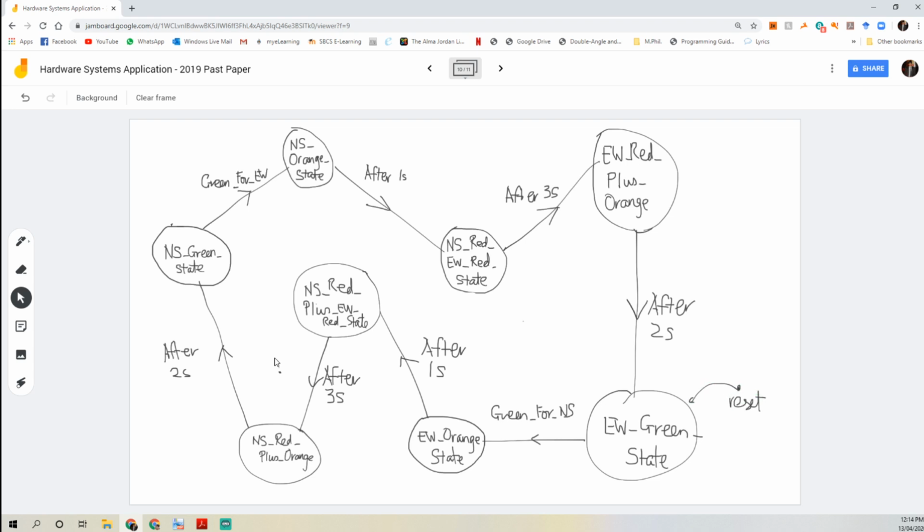All right, and that is it for, actually no, that's not it. One minor thing we need to look at is how do we determine when this time has elapsed, the 1 second, the 2 seconds, the 3 seconds, etc.